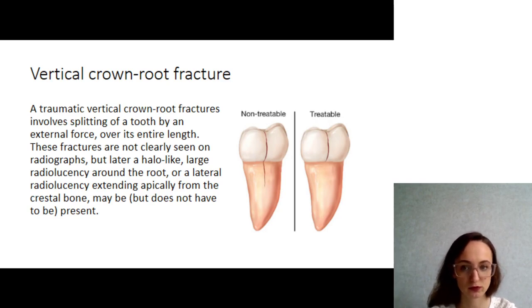Vertical crown root fracture. A traumatic vertical crown root fracture involves splitting of a tooth by an external force over its entire length. Two-thirds of the affected teeth were maxillary premolars, one-third were mandibular molars, and 10% were mandibular premolars. 57% of patients had chronic symptoms and 31% had acute symptoms. Bone resorption was present, the majority of lesions being V-shaped and often narrow. Roots with deeper grooves on their surfaces are especially more at risk.